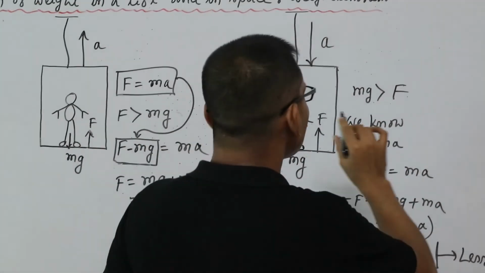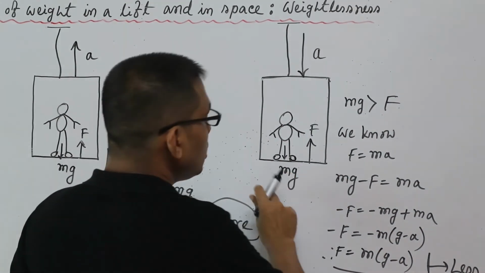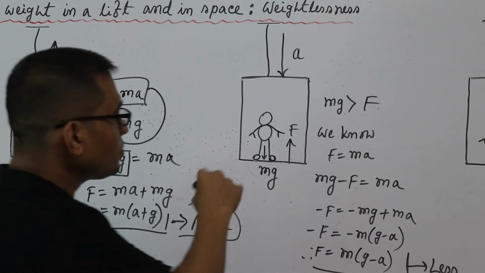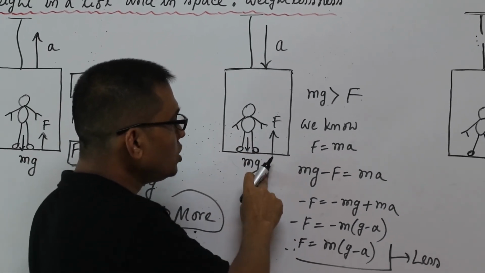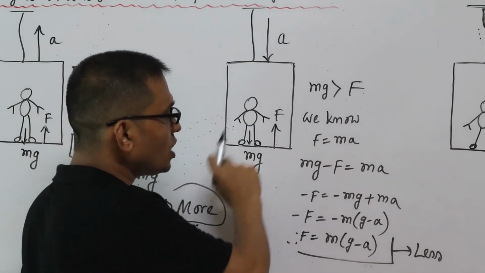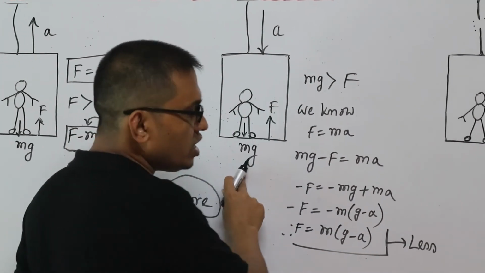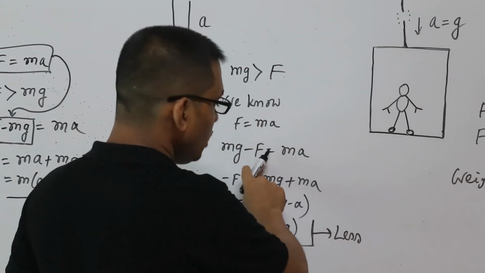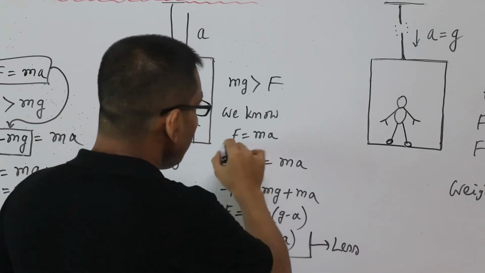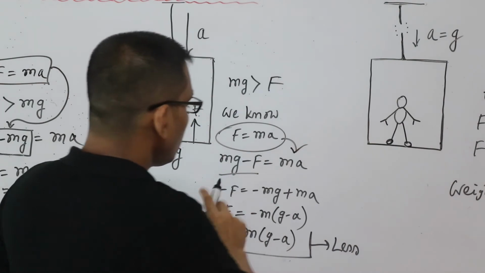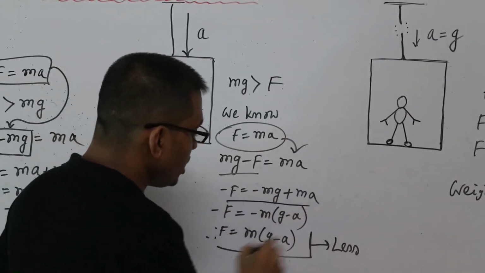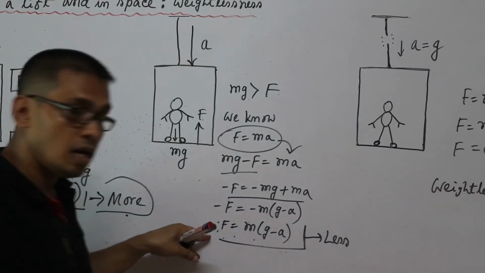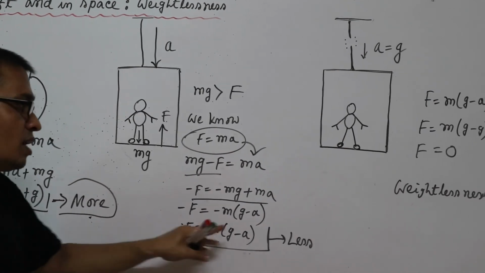Now at the time of lifting down, the acceleration a acts downwards. The force applied by the person is mg and the lift applied F force on the person. At that time F will be smaller than mg. That's why the lift goes downwards. Mg minus F is the resultant force. Simplifying the equation, we get F equals m(g minus a). That means the apparent weight will be less than the real weight.